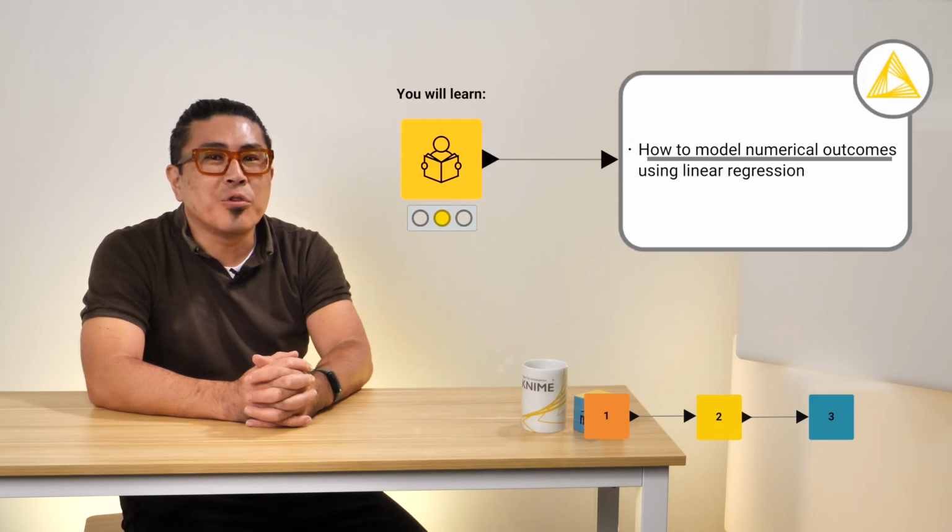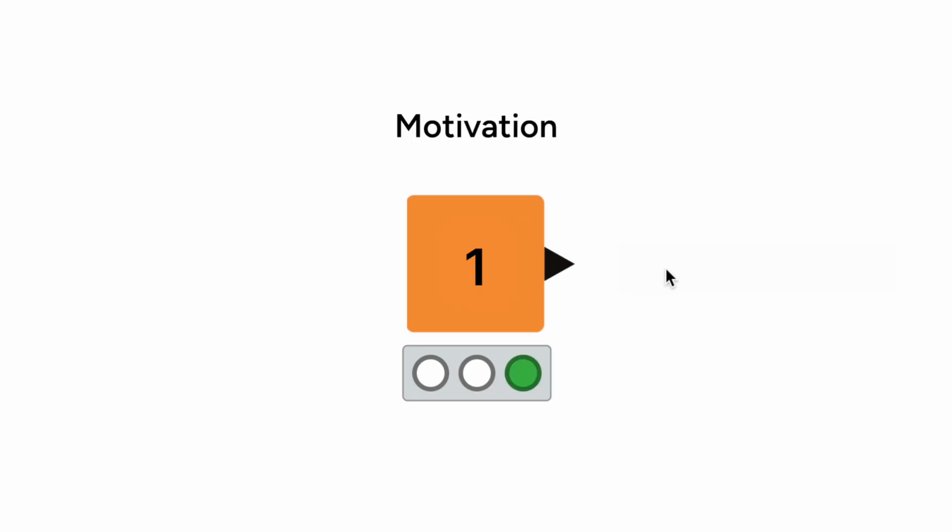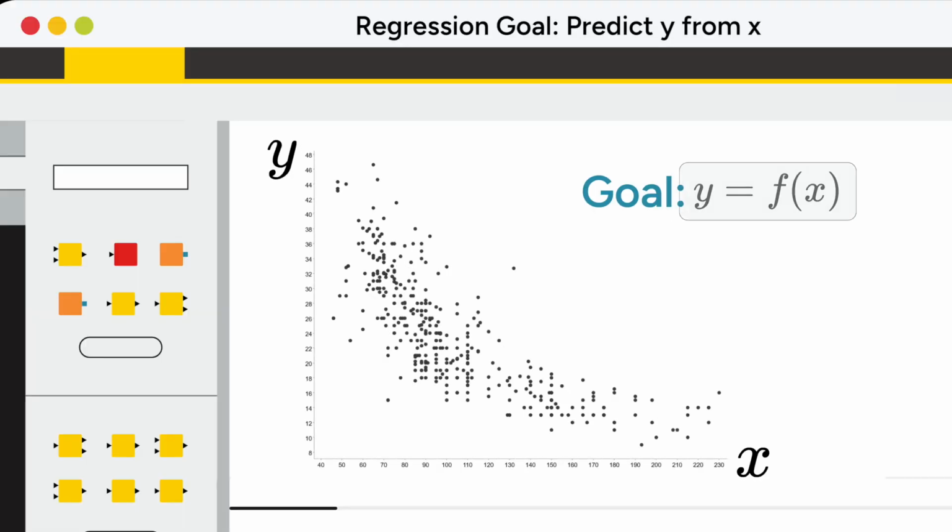In this video, you will explore how to model numerical outcomes using linear regression, one of the most popular approaches in regression analysis. Let's get started. An overarching goal of regression analysis is to model numerical outcomes based on available input features.